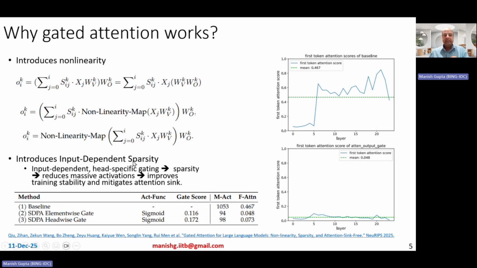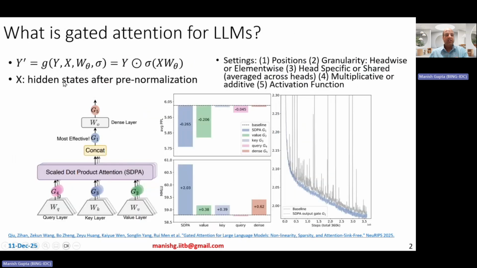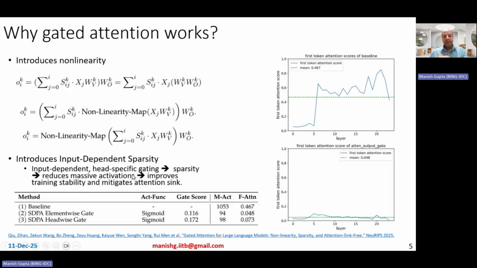Okay. The idea is that this gating is really input dependent. As you have noticed, the attention gating makes use of the input. So the gating is input dependent and head specific as well. That leads to sparsity. When you do gating, obviously it's a number between 0 and 1 for every value, and therefore it leads to sparsity. And that reduces the massive activations. Since it reduces the massive activations, it leads to both mitigation of the attention sink problem, and it also improves the training stability, and therefore you could actually train with larger learning rates and larger batch sizes. Okay. So this is also observed in the table here.